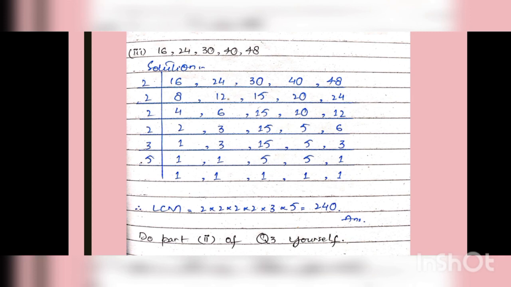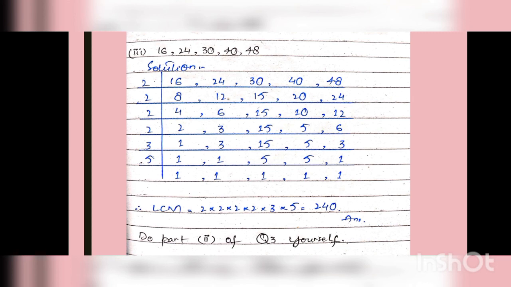Write all these numbers in a row and start dividing with the least number, which is 2. Then 2 8s are 16, 2 12s are 24. Fortunately, all these 5 numbers are multiples of 2 in this case. 2 8s are 16, 2 12s are 24, 2 15s are 30, 2 20s are 40, 2 24s are 48.